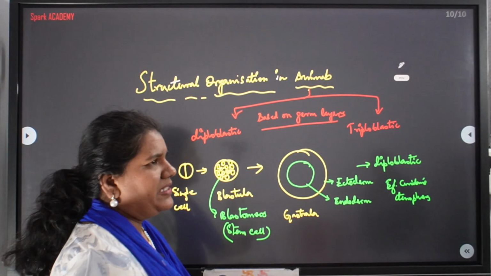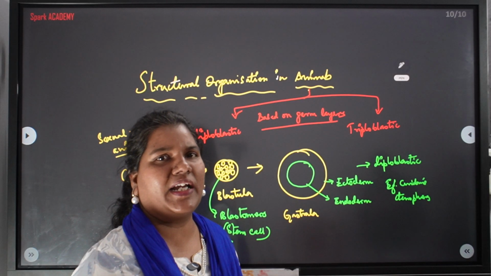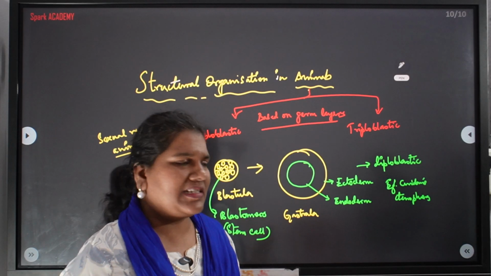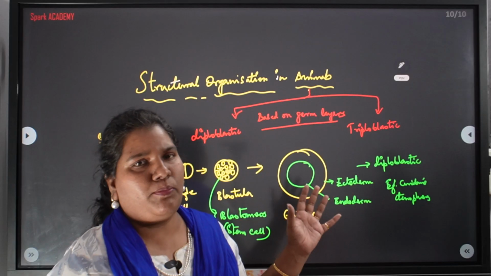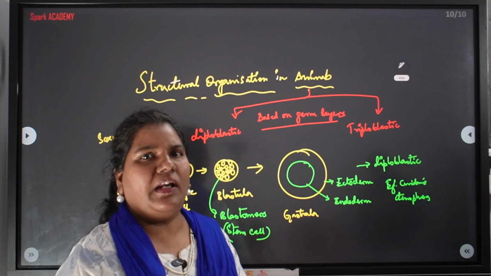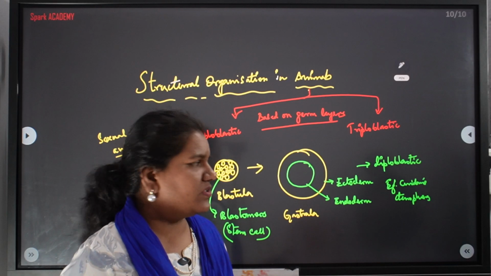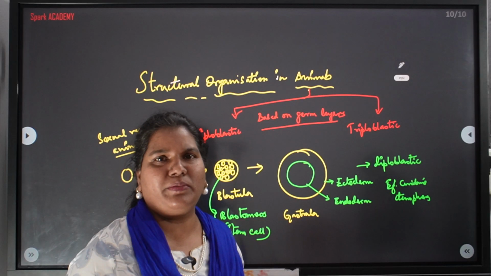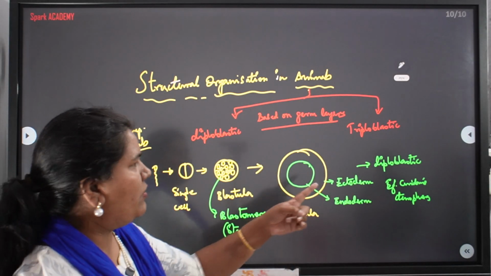Sometimes in the mesenchyma you can find some cells, but those cells are not derived from mesoderm because they don't have a mesoderm. These cells are derived either from ecto or endoderm. In some diploblastic animals, the middle layer has some cells, but they are produced by either ecto or endoderm, not mesoderm, because mesoderm is not there in diploblastic animals. So this is about diploblastic.